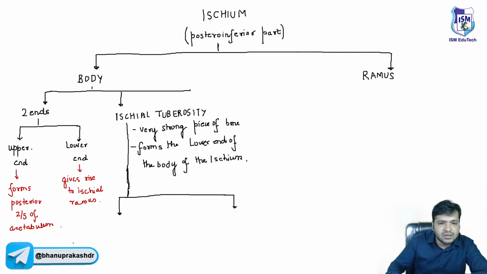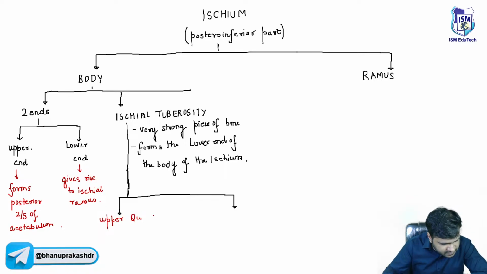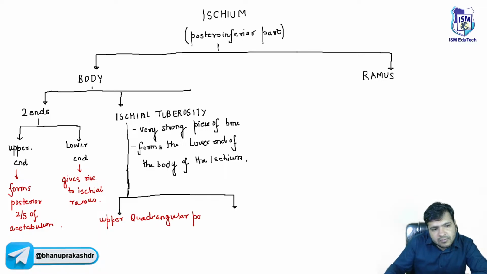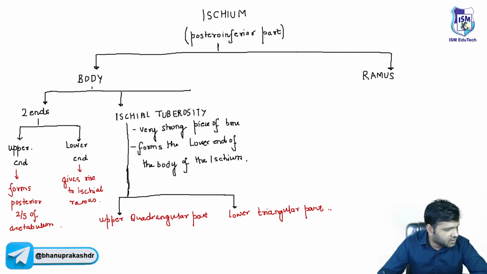So over here you should remember we have the upper quadrangular part. Yes, very good. Usman, Ash, Harsh, Jainam, Kiran, very good. Upper quadrangular part, and we have the lower triangular part. Lower triangular part.